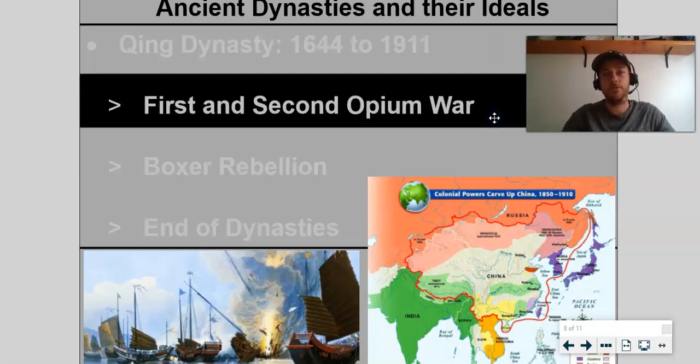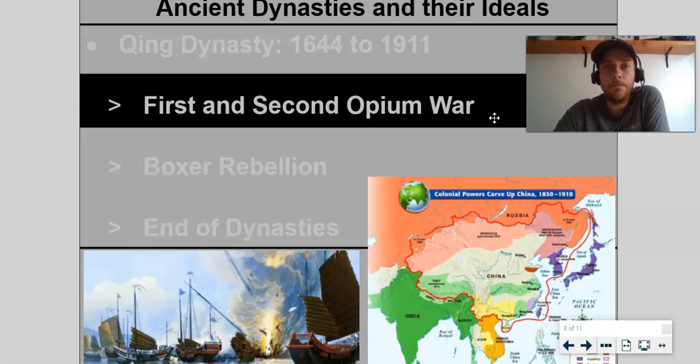As we're talking about the First and Second Opium War, what the big issues are is trade. Right? It's trade and it's outside influence. Those are the biggest things that are going on. And that was one problem with the Qing dynasty, is that they weren't able to regulate trade as well as dynasties were before them. And that's really what led to the First and Second Opium War.